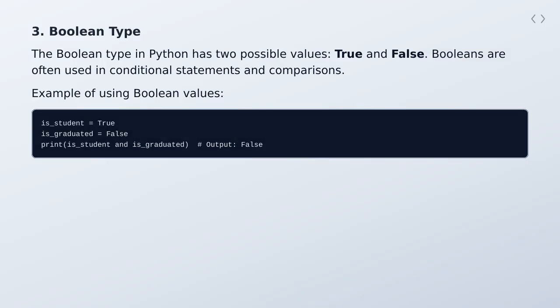Now we're on 3. Boolean type. The Boolean type in Python has two possible values: true and false. Booleans are often used in conditional statements and comparisons. Example of using Boolean values. The samples on screen walk through this step. Take a moment to read through them.